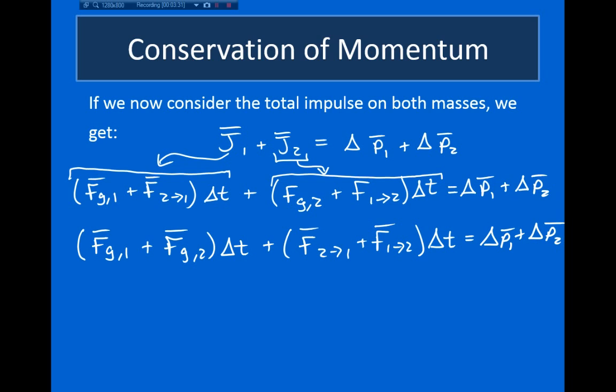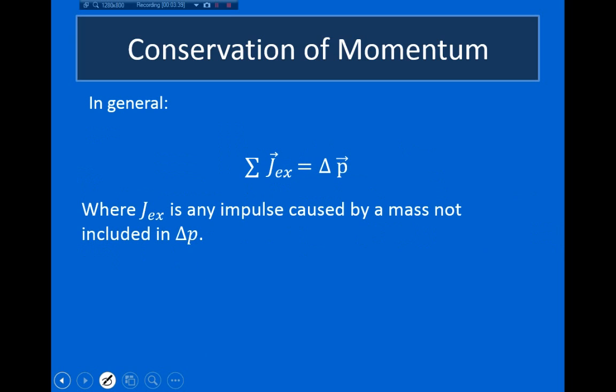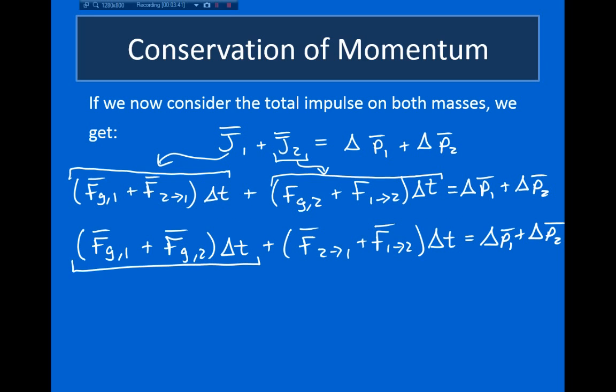And so now I'd like to rename these different things. If we look at this grouping that I have over here on the left, this is what I'm going to call the external impulse. I call this the external impulse because this is the impulse that is caused by the force of the Earth pulling on the two masses. The force due to gravity is caused by the Earth pulling on mass 1 and pulling on mass 2.